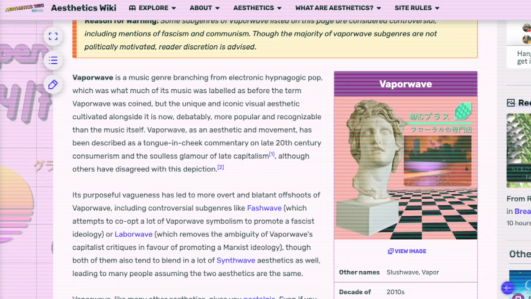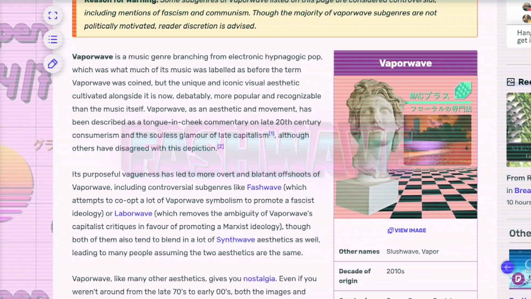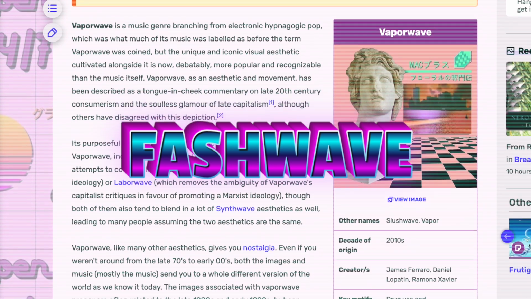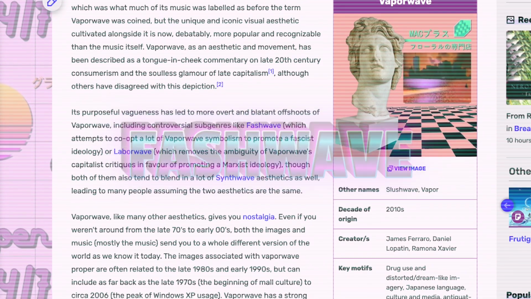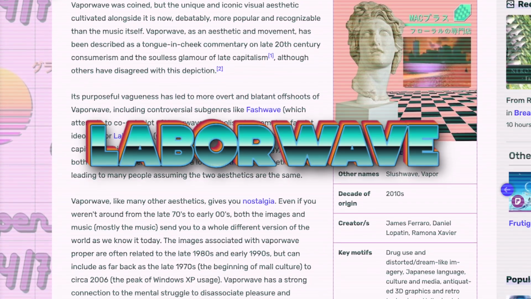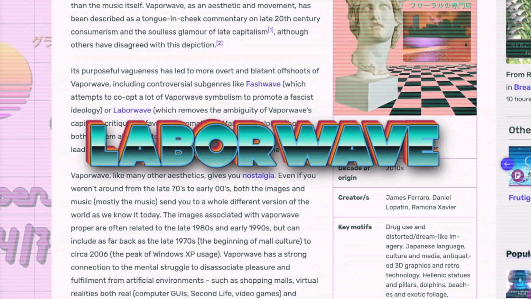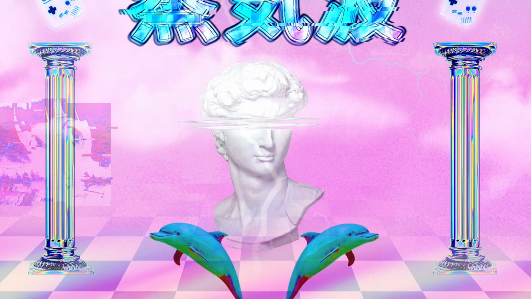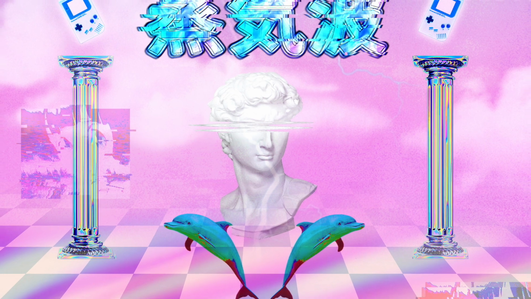Interestingly, the aesthetic's ambiguous and loose boundaries have contributed to a number of controversies. An example of this is Fashwave, which adopted many of Vaporwave's stylistic choices, but combined them with fascist symbolism to promote the ideology. This also caused problems on the other side of the political spectrum, with subgenres like Labourwave heavily promoting Marxism and socialism in their critique of capitalism. Of course, while these subgenres can only exist under the umbrella of Vaporwave due to its inherent vagueness, for the most part it is relatively apolitical, or at least a hell of a lot more subtle.